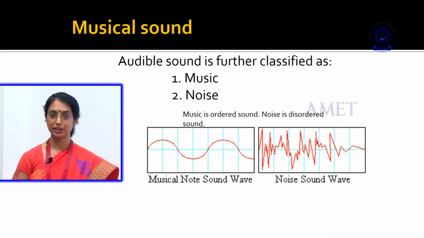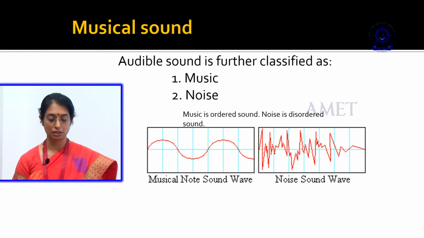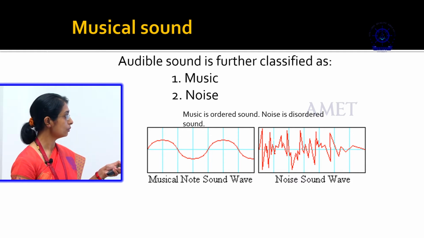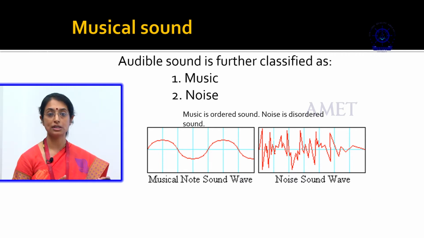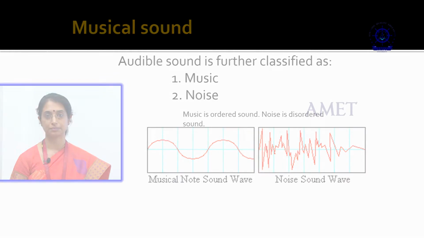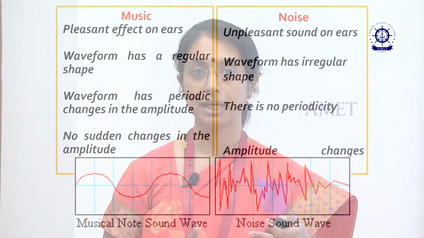Sound is also classified into two types: music and noise. Music is an ordered sound, and noise is a disordered sound. Music is pleasant to hear, and noise is unpleasant to hear. Music follows a rhythmic pattern or an ordered way of propagation, whereas noise is disordered and does not follow any kind of rhythm.